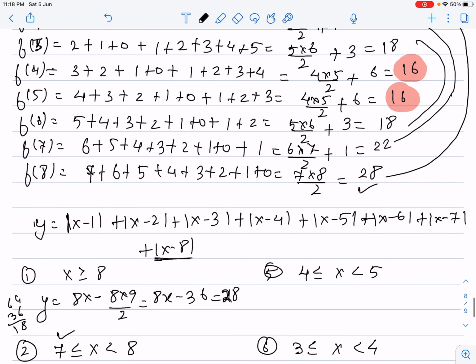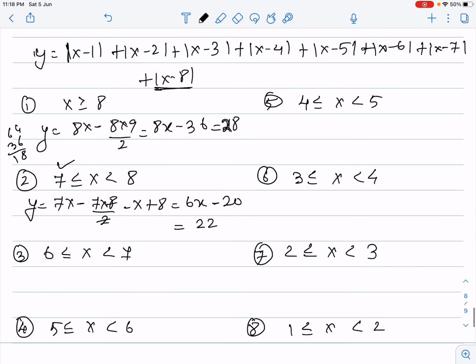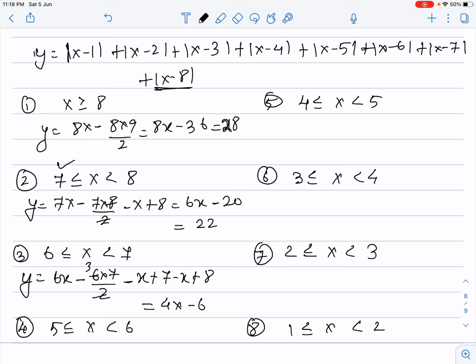So can you see, this is 28, then 22, now 18 will be coming. Let me show you. So the first, second, last and last mod would be opening with the negative sign, so 6x will be written by me, and then subtraction, minus 6 into 7 by 2, minus x plus 7, minus x plus 8. So we will have 4x, because 6x minus 2x, then 21 plus 15, so minus 6 minus 21 plus 15 minus 6, 6 4 24, 24 minus 6, that is 18. So 28, 22 and 18.